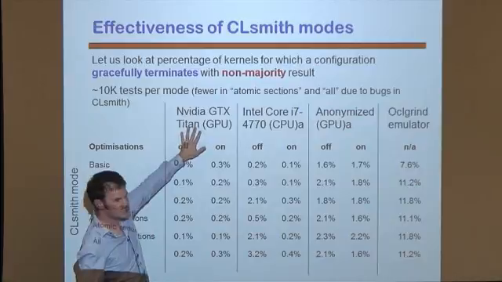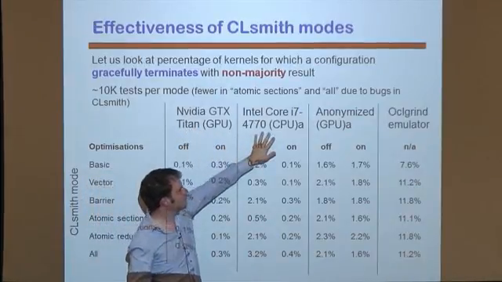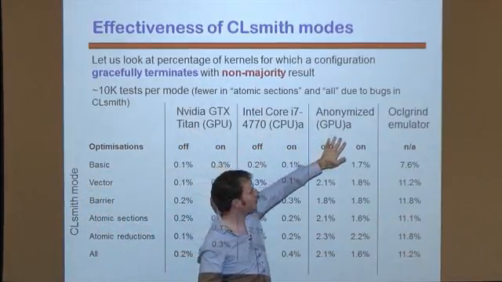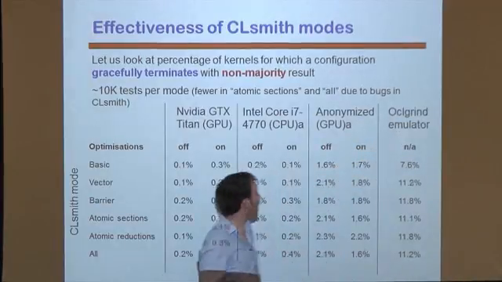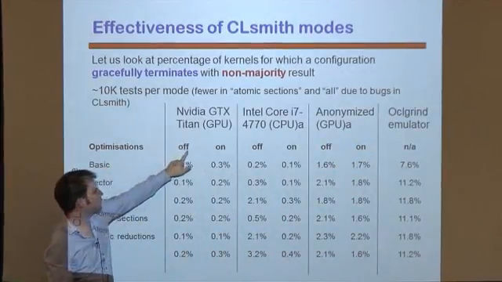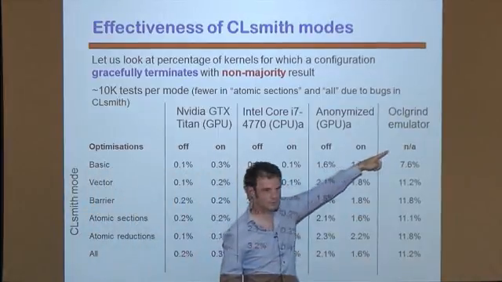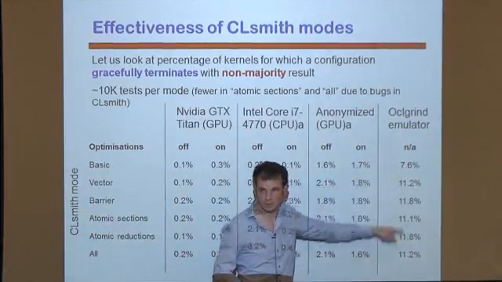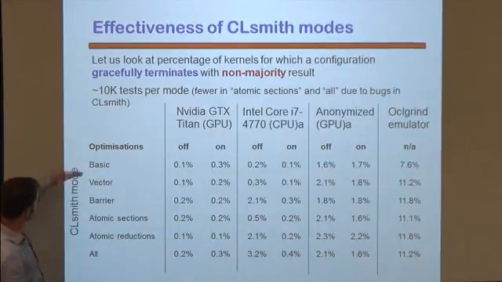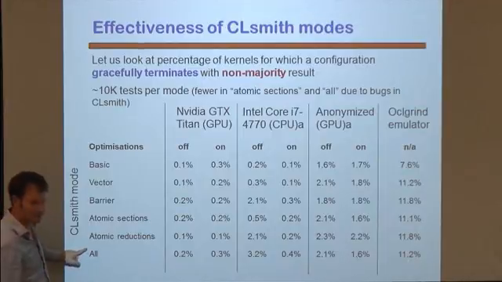Okay. So we did 10,000 tests per mode, except not as many in atomic sections and all, due to a bug that I mentioned that we found in Csmith. I'm showing you 4 examples: NVIDIA GTX Titan GPU, an Intel CPU, a GPU from an anonymous vendor, and OCL Grind, which is an emulator. I'm looking at optimizations either off or on, although in this emulator, the optimization setting doesn't do anything, so there's just one column here. And there are these 6 modes: basic, vector, barrier, atomic sections, atomic reductions, and all, meaning everything at once.